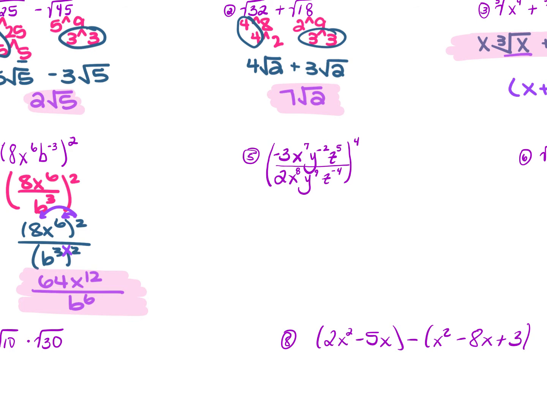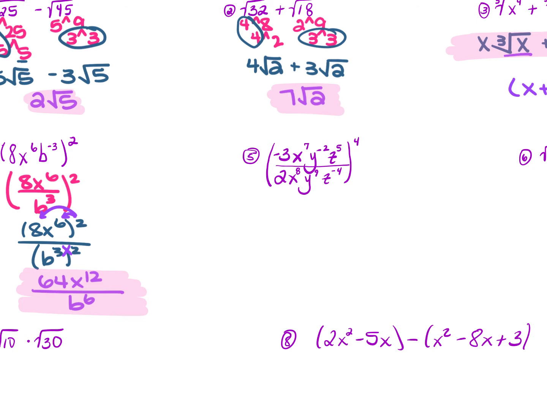For 5, we have negative 3x to the 7th power, y to the negative 2nd power, z to the 5th power, all over 2x to the 8th power, y to the 9th power, z to the negative 4th power, all raised to the positive 4th power. I'm going to simplify inside before I do anything with that power of 4 on the outside. Use your rules for exponents.